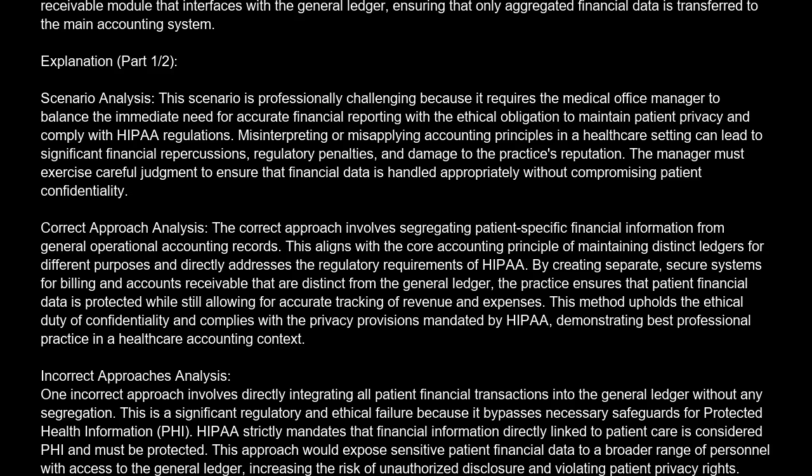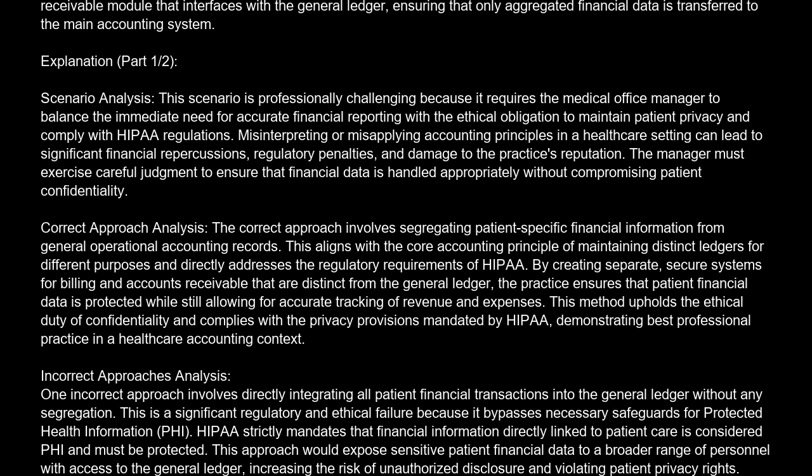Incorrect approaches analysis. One incorrect approach involves directly integrating all patient financial transactions into the general ledger without any segregation. This is a significant regulatory and ethical failure because it bypasses necessary safeguards for protected health information. HIPAA strictly mandates that financial information directly linked to patient care is considered PHI and must be protected. This approach would expose sensitive patient financial data to a broader range of personnel with access to the general ledger, increasing the risk of unauthorized disclosure and violating patient privacy rights.